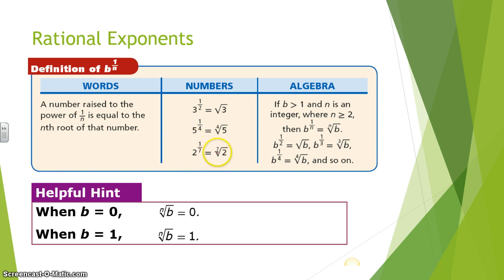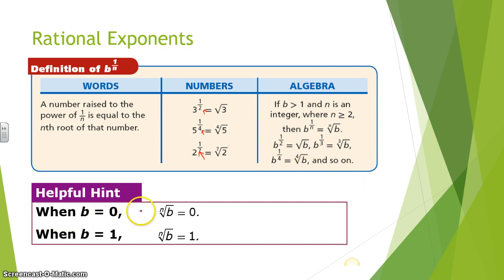Here we have 2 to the 1/7, so we have the 7 over the little line here, and the number 2 under the radical sign. So notice, looking at the exponent when it's in fraction form, that bottom denominator value is the value you see representing the root, the nth root, we call that. If b is greater than 1 and n is an integer where n is greater than or equal to 2, then b to the 1/n equals the nth root of b. b to the half equals the square root of b. b to the 1/3 equals cube root of b. b to the 1/4 is the fourth root of b, and so on.